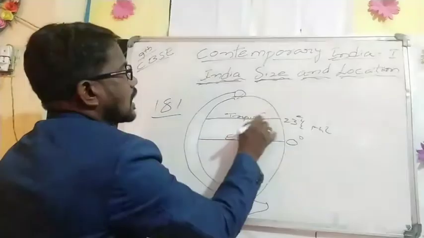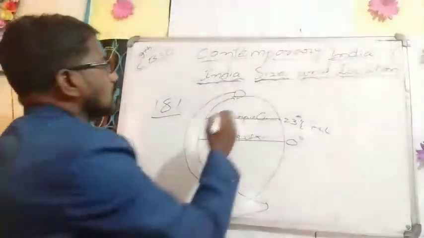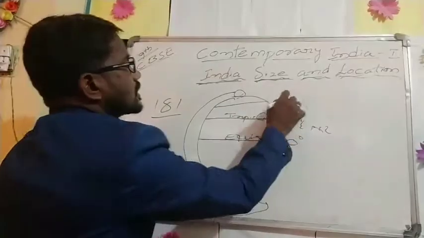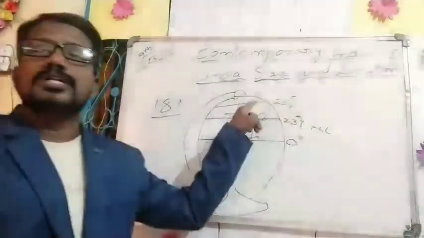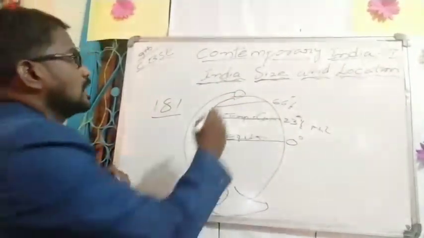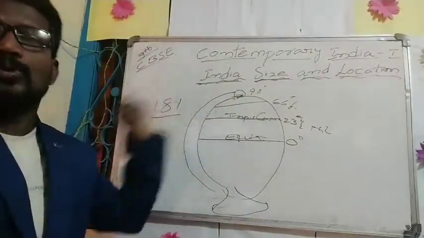This is the Tropic of Cancer. And one more important latitude, 66.5 degree north latitude, is called the Arctic Circle. So this is the Arctic Circle. And the next one, finally, 90 degree, is the North Pole.